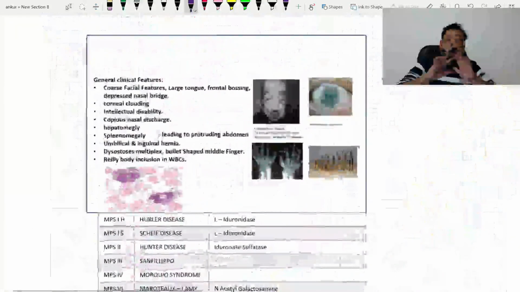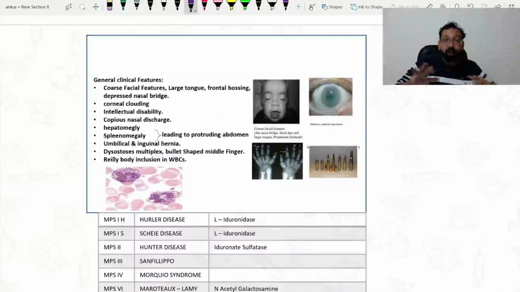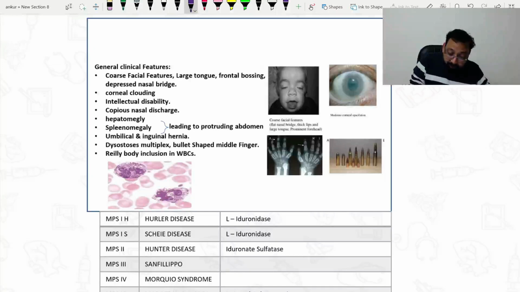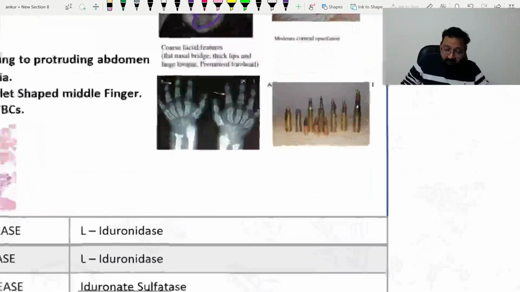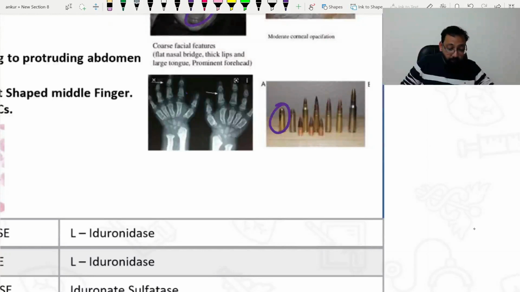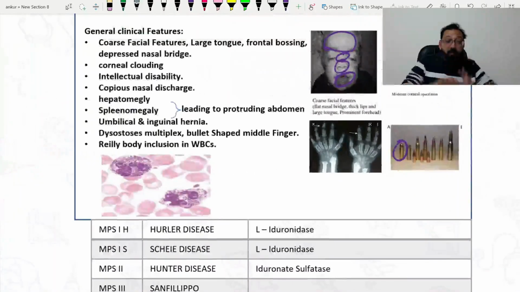Mucopolysaccharidosis. In all mucopolysaccharidosis, you will find more or less the same features: coarse facial features, frontal bossing, large tongue, depressed nasal bridge, corneal opacity, dysostosis multiplex, multiple bones affected, bullet-shaped fingers or phalanges, mucoid nasal discharge, copious nasal discharge. These are the features of mucopolysaccharidosis.